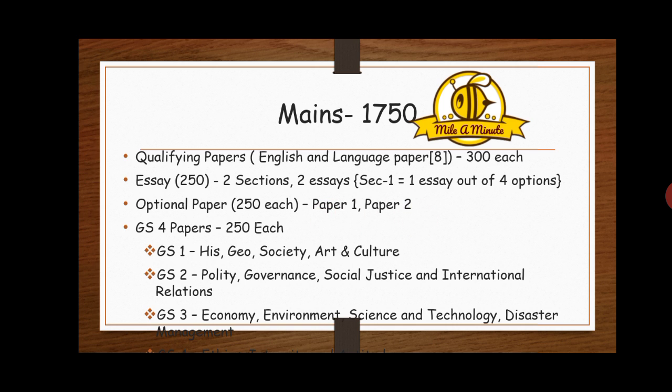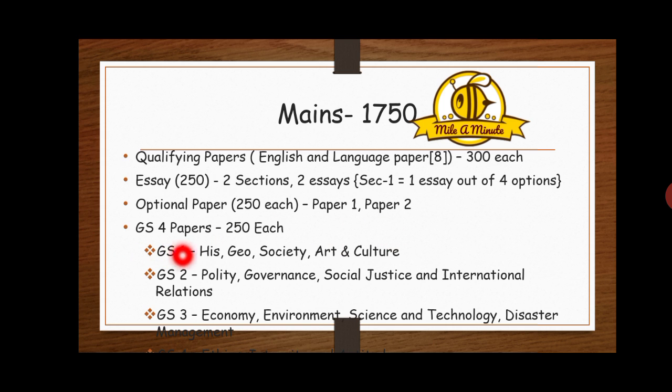Okay. So, then you will have GS papers. You will have 4 GS papers: GS paper 1, GS 2, GS 3 and GS 4. In GS 1, you need to study history, geography, society, art and culture. So, history, geography, art and culture, you need to focus on. These subjects can be studied from basic NCERTs and you can also go for some standard books like Spectrum or something else. You can go for standard books and study for GS 1.